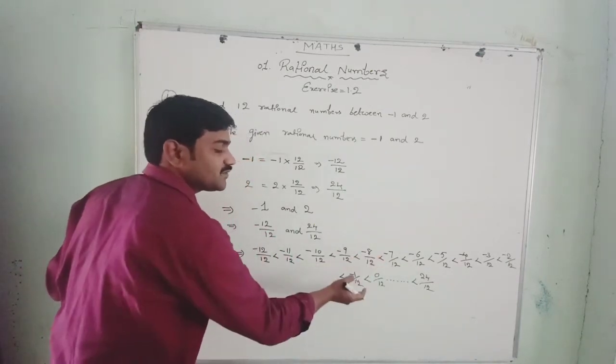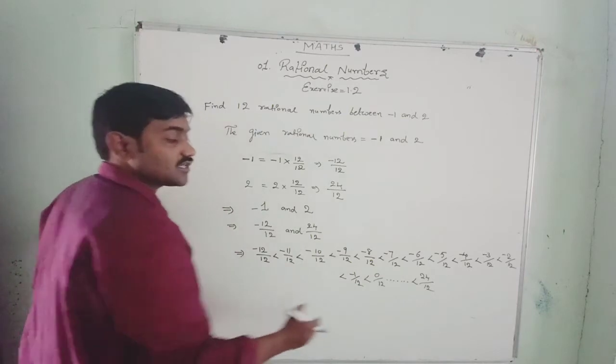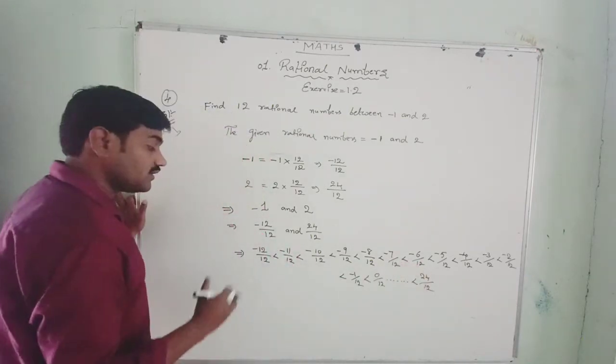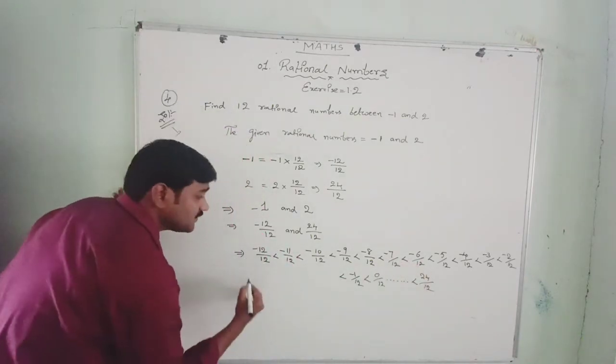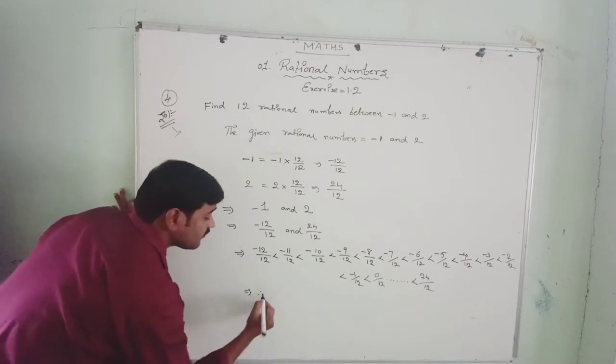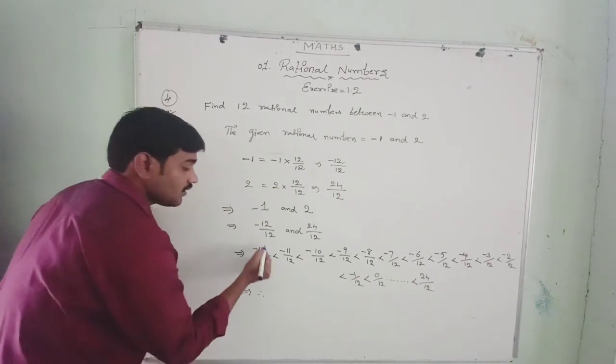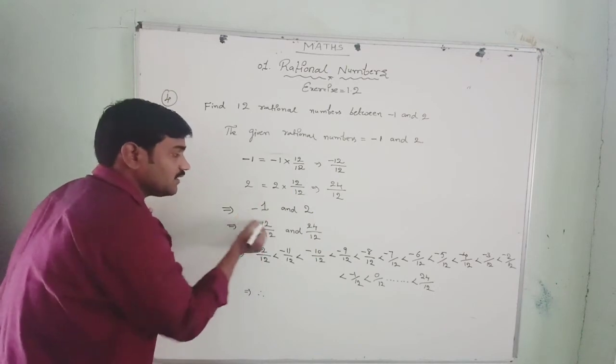Here only negative numbers we have written. There are many positive numbers till 24. Okay, in that way. See now, this we can write now. The same way, therefore, now here minus 12 by 12 is nothing but minus 1.